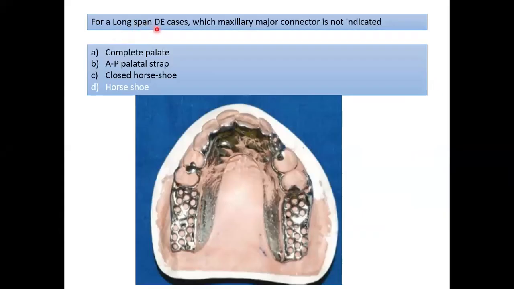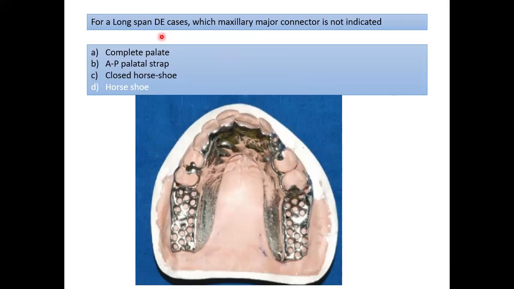For long span distal extension cases, which maxillary major connector is not indicated? For long span distal extension cases, that is your Kennedy's class 1 or Kennedy's class 2 kind, the ideal maxillary major connector will be your anteroposterior palatal strap. Most comfortable and most widely used is your anteroposterior palatal strap, unless the number of missing teeth is more. Okay, if there are many posterior missing teeth, you can go for a complete palate or your anteroposterior palatal strap in that case also.